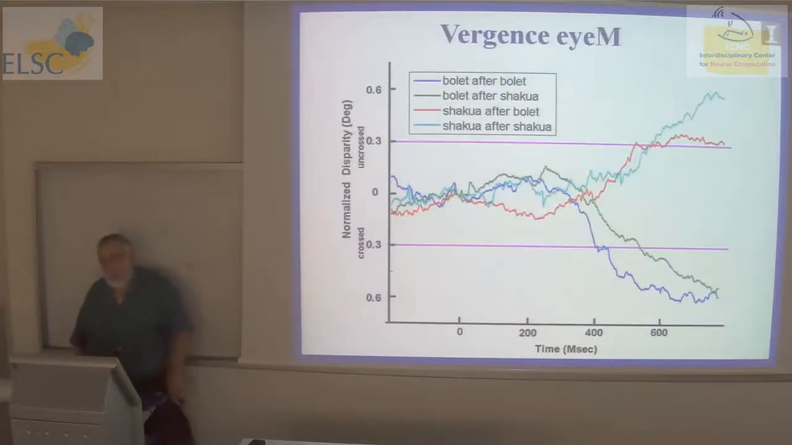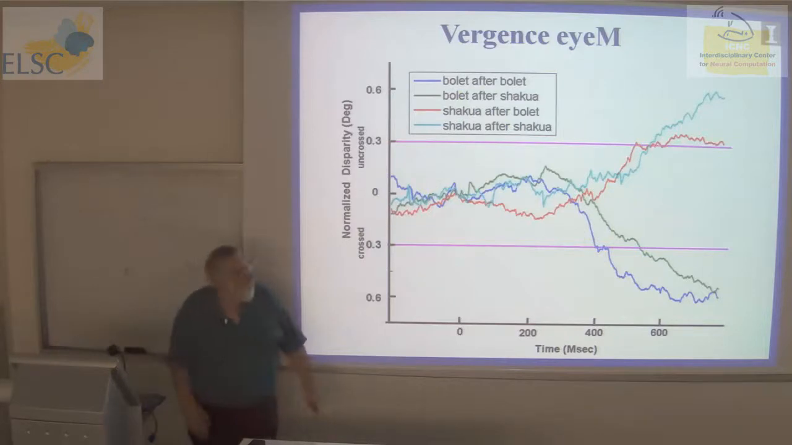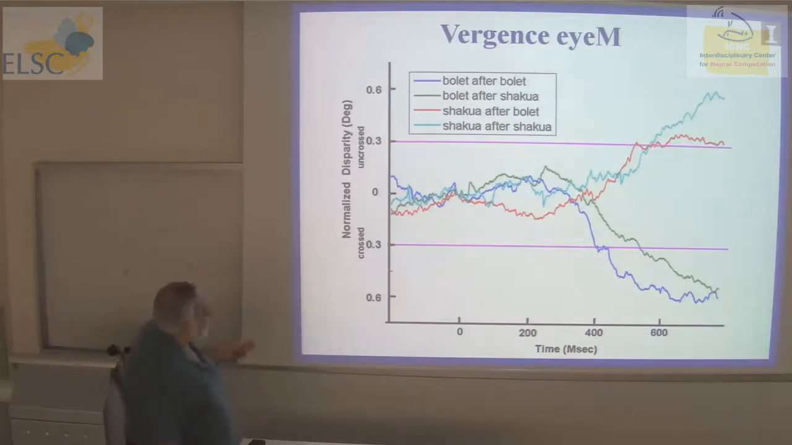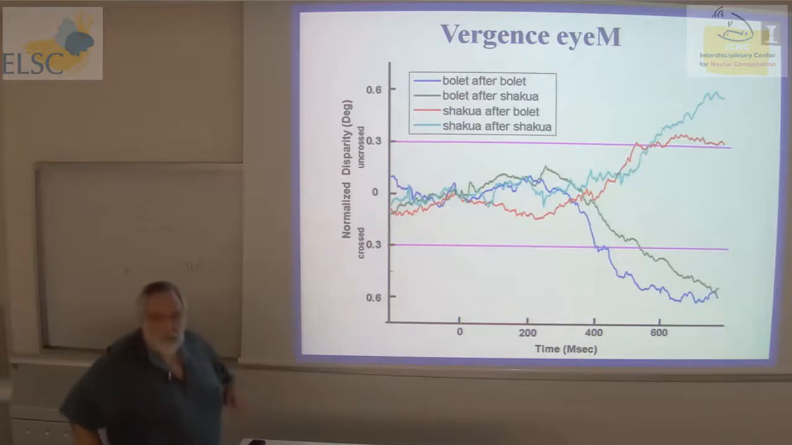And here are only the eye movements. What you see here are the eye movements, the distance between the eyes. Blue is stepping out after stepping out, green is stepping in after stepping in, red is stepping in after stepping out, and cyan is stepping out after stepping in. And you see that around 300 milliseconds, people begin to see. People press that they saw not before 800 milliseconds.